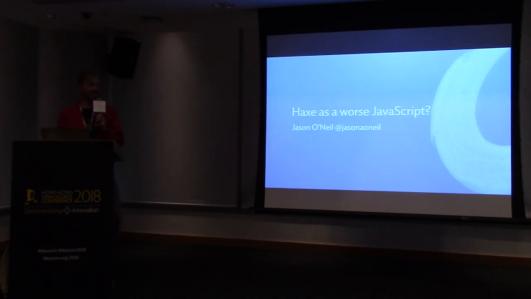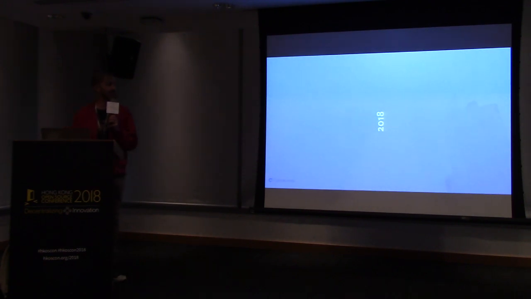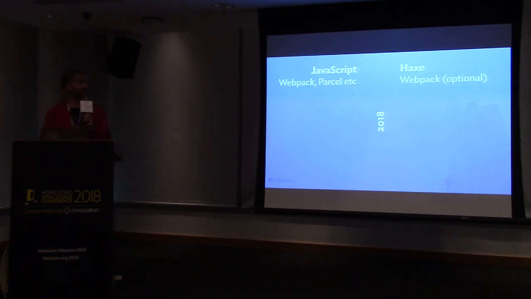But if you're doing it today, JavaScript's come so far, you might wonder, what's the point? ES6 is so good. Is Haxe just a worse JavaScript? Has it kept up with things? So if we were to compare things today in 2018, JavaScript has things like bundlers, like Webpack and Parcel, so you can have all your assets included, you can put your style sheets in. Haxe has that as well. You don't have to use it, but you can.